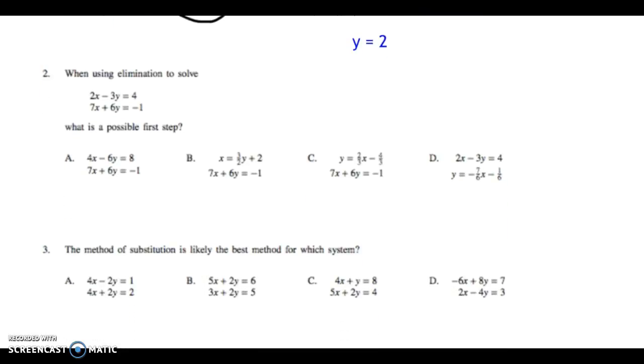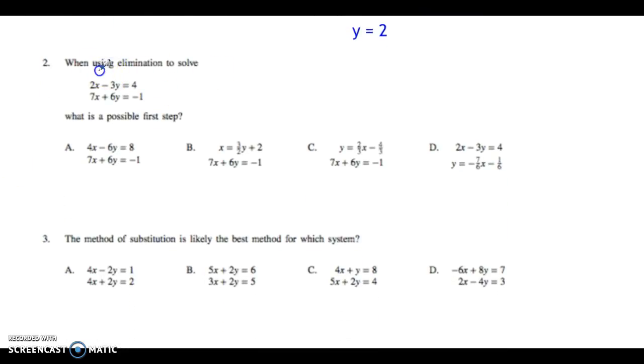When you look at the second problem, it asks you to use elimination to solve. And elimination, you know, we need the coefficients to be the same number but opposite signs. When you look at these two coefficients, the negative 3y and the positive 6y, you can see that they're already opposite signs, and all you need to do to get this 3y to be a 6y is to multiply it by 2. So what is a possible first step?